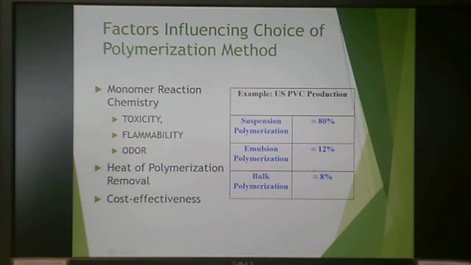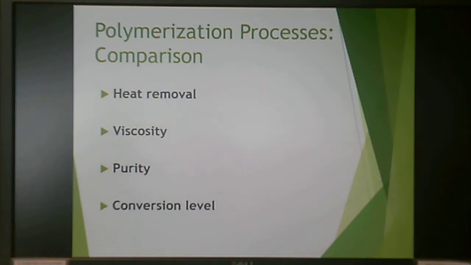So, if this is cheapest, what this tells me is bulk polymerization of vinyl chloride monomer is not the cheapest. In other words, suspension polymerization for all steps involved is the cheapest method of PVC production. So, we're going to compare heat removal, viscosity, purity, and conversion level for each of these processes.